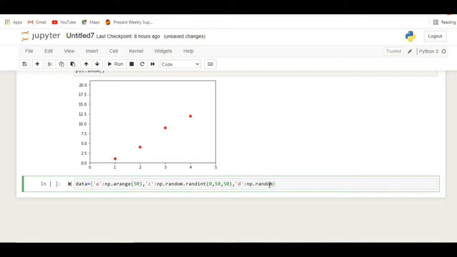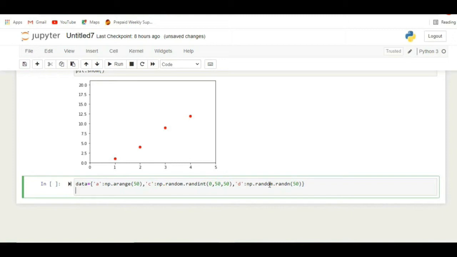Then np.random.randn, inside the parenthesis you shall write 50, okay. Inside the parenthesis you will write 50, np.random.randn.